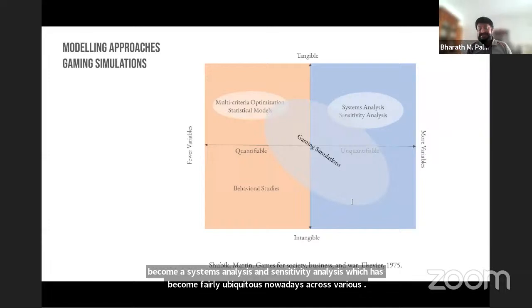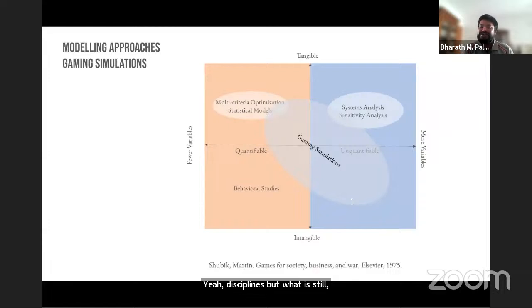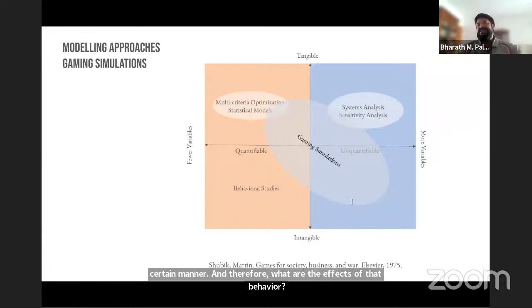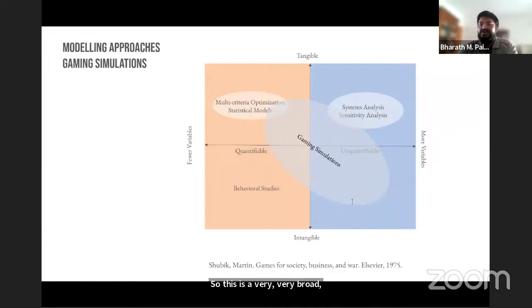But what is still hard to do is looking at unquantifiable and intangible variables. And this is where a combination of gaming simulations really helps, because we can factor in how people behave, why they behave in a certain manner, and therefore what are the effects of that behavior. So this is a very, very broad idea of where gaming simulations as a method fit in the larger scheme of things.